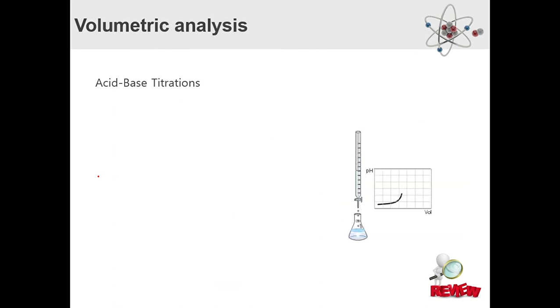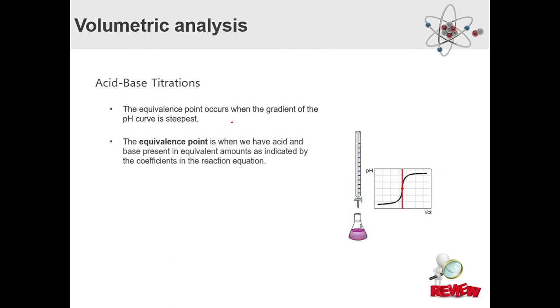Now, have a look at this little graph, okay? So, acid plus base at the same volume is a pH of 7. We are trying to find that point. Now, the equivalence point occurs when the gradient of the pH curve is steepest. It just means what I just said. Acid plus base equals salt and water. Now, equivalence point is when we have acid and base present in equivalent amounts, as indicated by coefficients in the reaction equation.